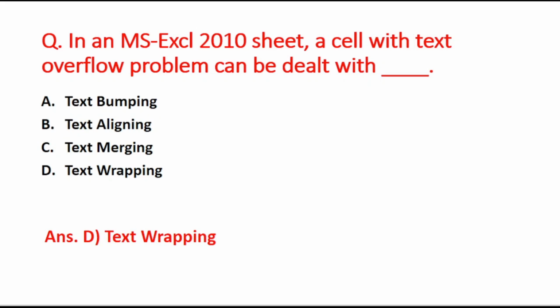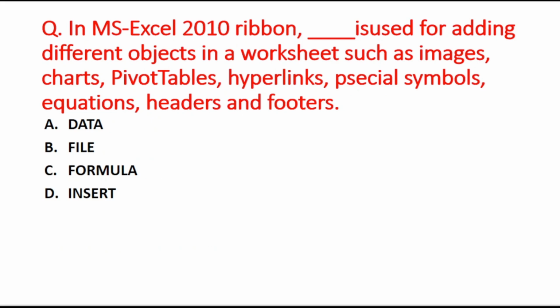Now the next question is, in MS Excel 2010 ribbon, blank is used for adding different objects in a worksheet such as image, charts, pivot tables, hyperlinks, special symbols, यहाँ पर spelling mistake है, special symbols, equations, headers and footers. Your A option is data, B option is file, C option is formula, and D is insert. The right answer is option D, that is insert.